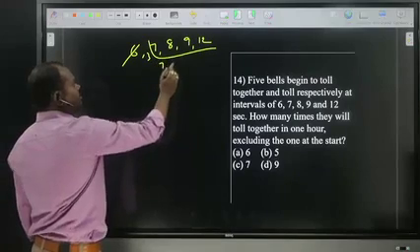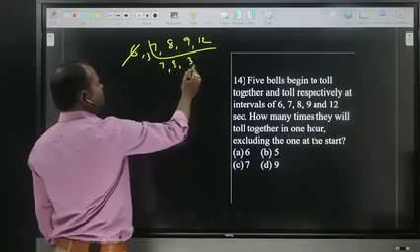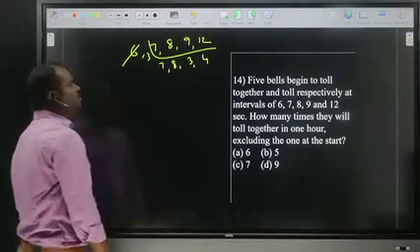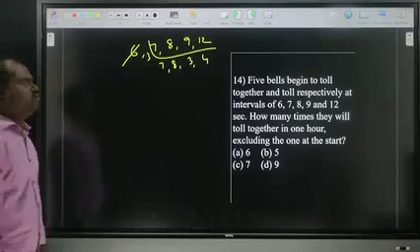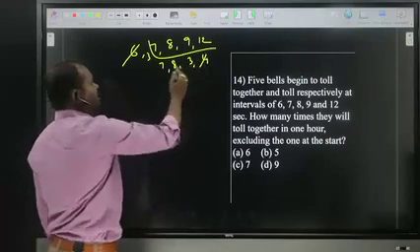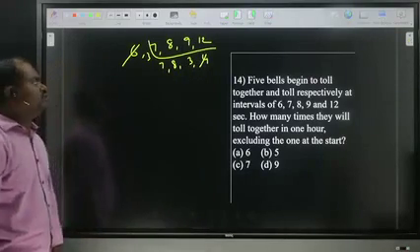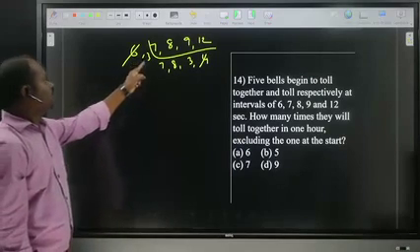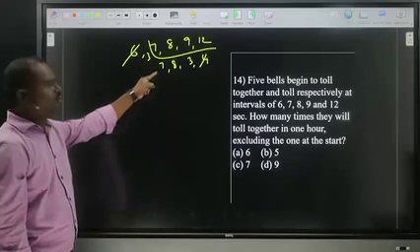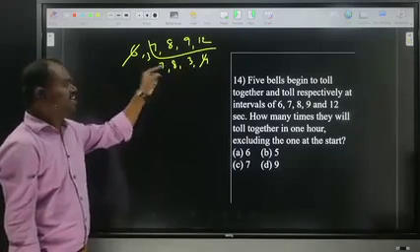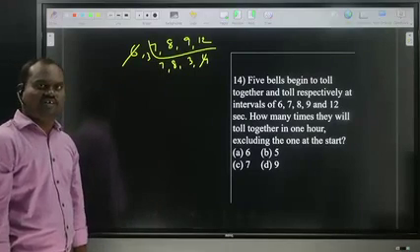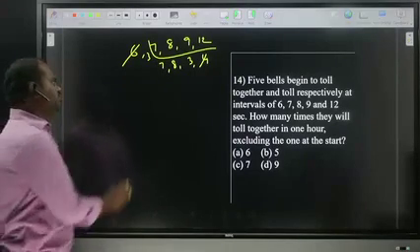7 we can't. 8 we can't. 3 threes, 3 fours. Can we eliminate any number? 4 we can eliminate because in 8 we will get it. Okay? What is the LCM? 3 sevens are 21, 21 eights are 168. How much? 168.